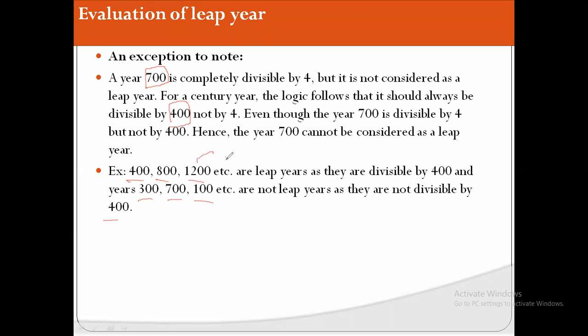Next, 400 means 1600, 2000, 2400. Those years will only be called leap years, but the others will not be called leap years. So that is how to calculate leap years that we have discussed.